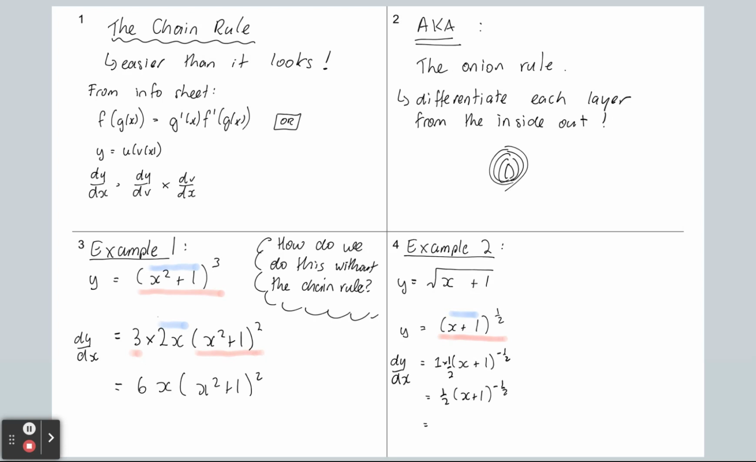But to give it a gold standard finish, I'm just going to make it 1 over 2 root x plus 1. And if it doesn't make sense how I went from here to here, you might need to ask in class so I can explain it to you. So there you go. Just to color code it again, this whole thing here is the differentiation with respect to the outside layer, and then this little bit here is the differentiation with respect to the inside layer.